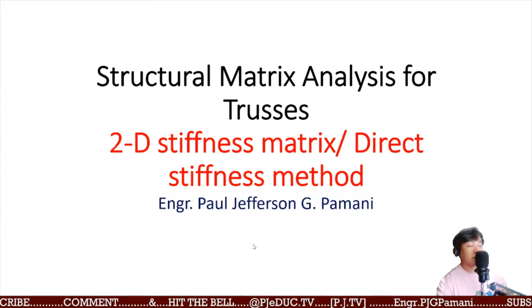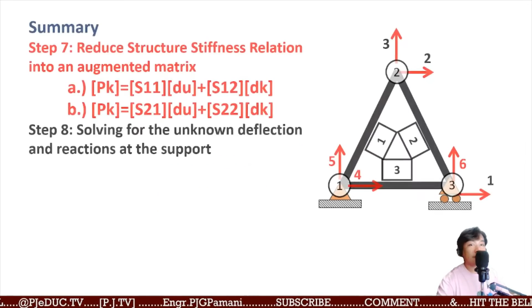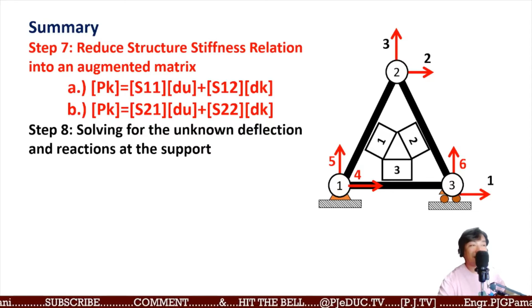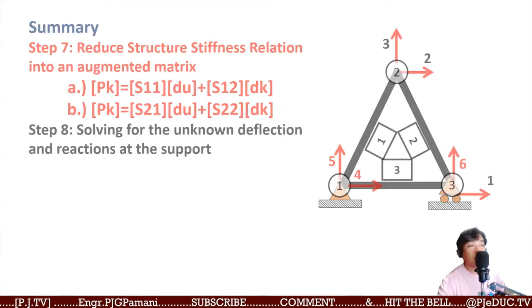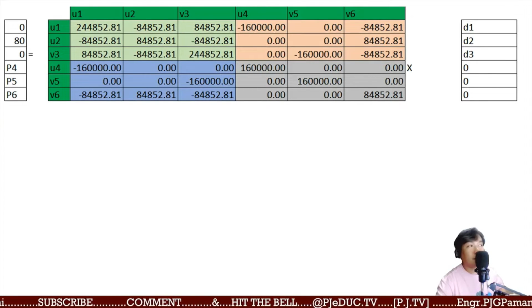Continuation on our 2D stiffness matrix in the direct stiffness method example problem. This time, we're going to reduce our general global structure matrix into an augmented matrix, considering the known forces and the known deflections. Then, we solve for the unknown deflections and the reactions at the supports.